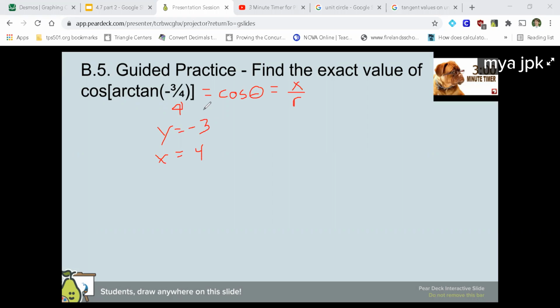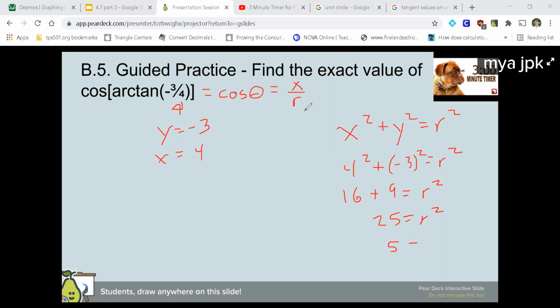I already know what x is. I just need to find r. And to find r, we use the Pythagorean theorem. So I do 4 squared plus -3 squared equals r squared. 16 plus 9 is equal to r squared, which means 25 is equal to r squared, which means 5 is r. So the answer is 4 over 5.